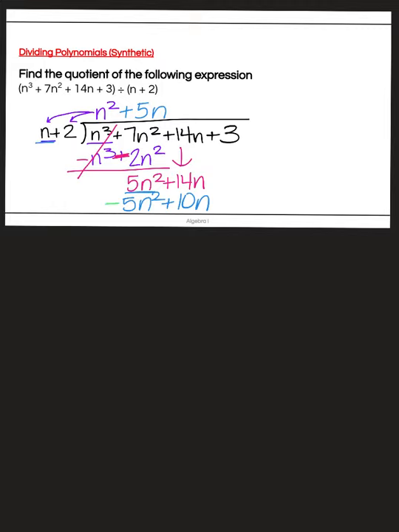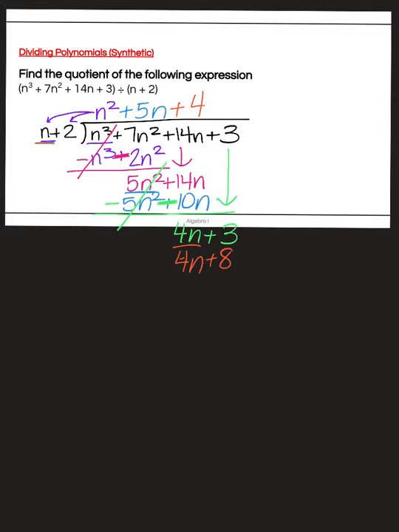I'm going to change my signs to represent subtraction. 5n squared minus 5n squared is 0. 14n minus 10n is 4n. And I'm going to bring down my plus 3. N times what is going to get me 4n? It's going to be a positive 4. So 4 times n is 4n, and 4 times 2 is a positive 8.